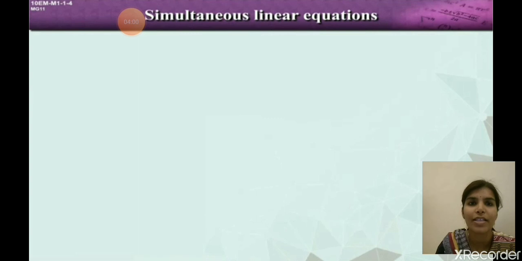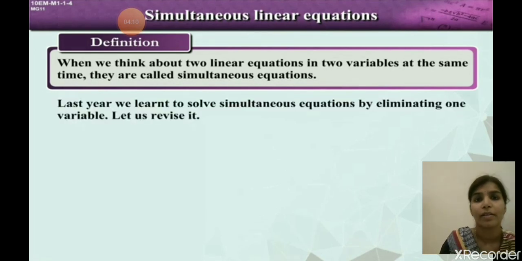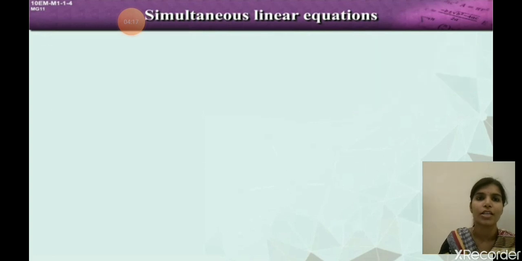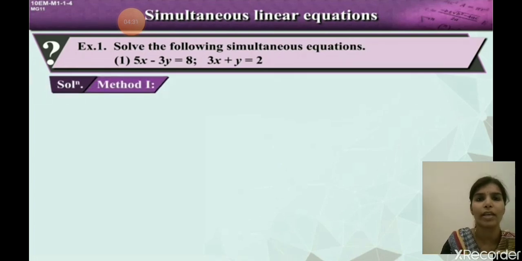Then we discuss simultaneous equations. We know the linear equation in two variables. When we think about two linear equations in two variables at the same time, that means they have the same solution for the variables. Suppose the value of x and the value of y is the same in both equations, so we call it a system of linear equations in two variables. So we are taking one example and see how we solve it.